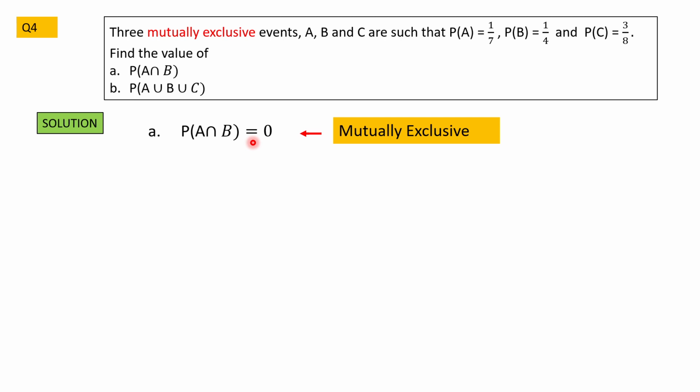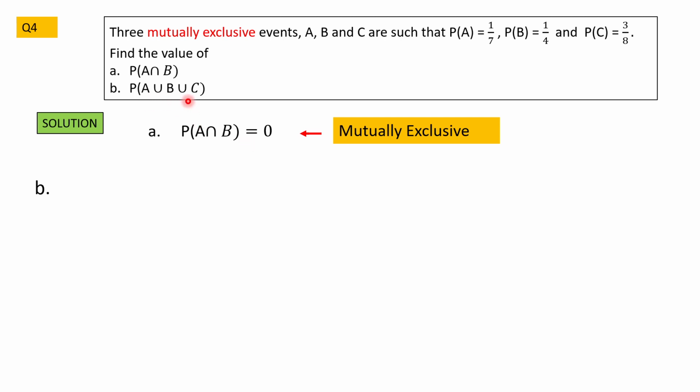Why 0? Because the events are mutually exclusive. That means they cannot happen together, so there will be no intersection between the events. Okay, question B. You are asked to find the probability of the union of set A, B and C.